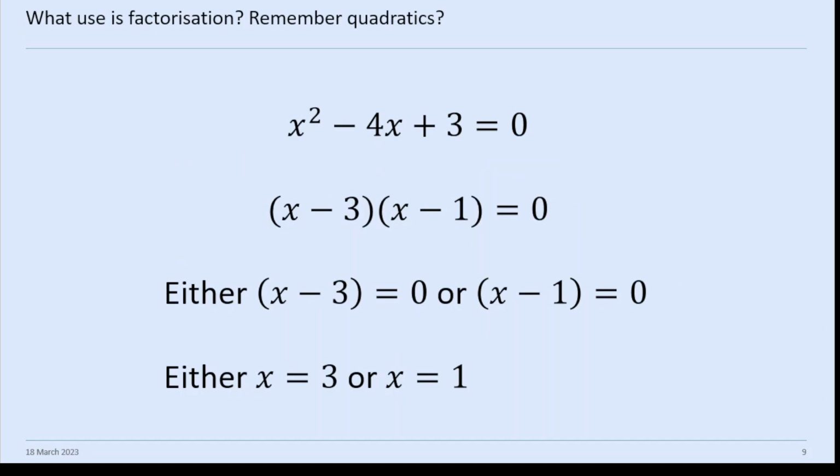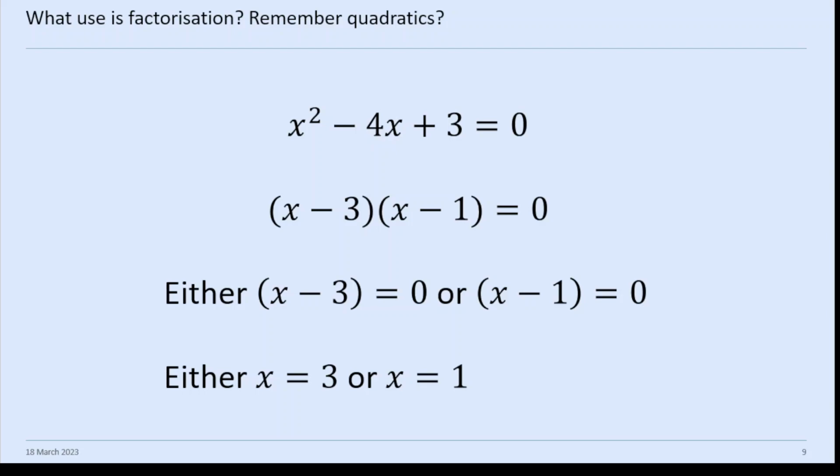Now, what use is factorisation? Well, remember quadratics. We did these at GCSE, but we start with x squared minus 4x plus 3 equals 0. Now, this seems hard to solve because we can't just manipulate it to get x on its own on the left-hand side and then a number on the right. However we manipulate it, it seems like we always have too many occurrences of x. We can't just get a single occurrence of x which is then equal to a number.